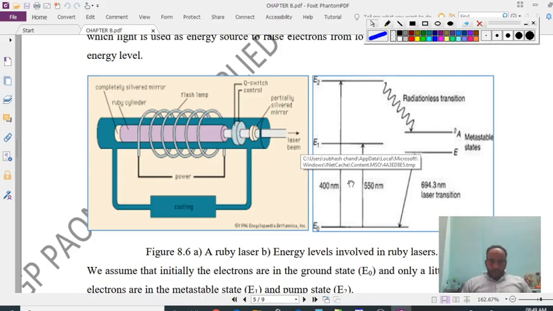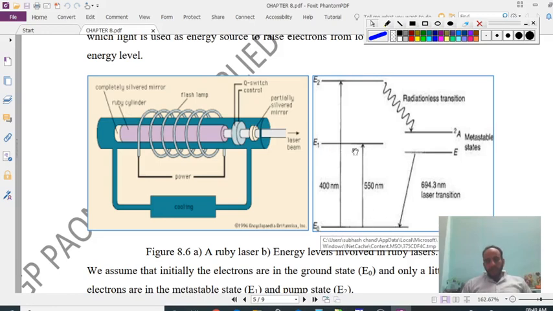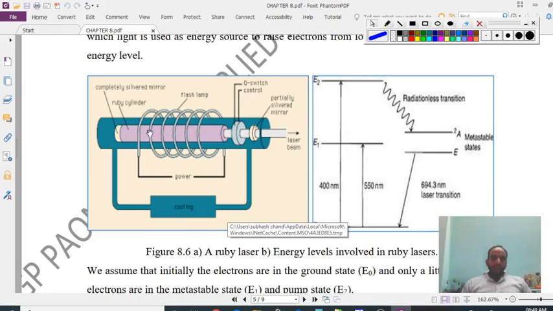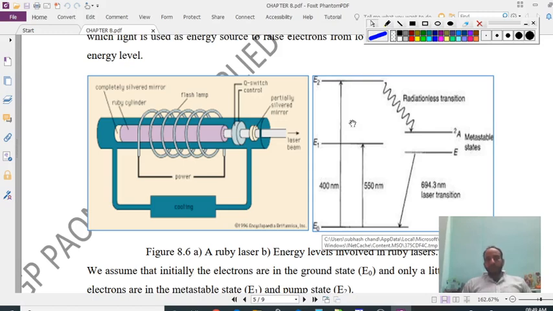In the case of the ruby laser, the energy level diagram is shown in figure B. In this we have E0, the ground state energy level, E1, an excited energy level, and E2, also an excited energy level. Now as we give power to the flash lamp, the lamp flashes light and the ruby absorbs light, and this excites the electrons from energy level E0 to E2.